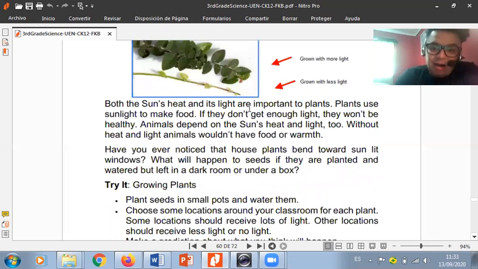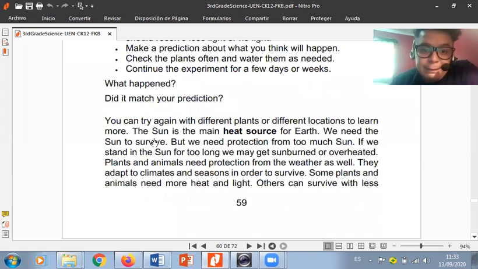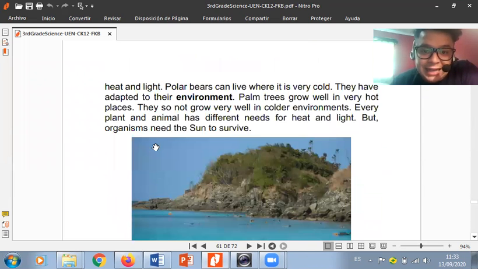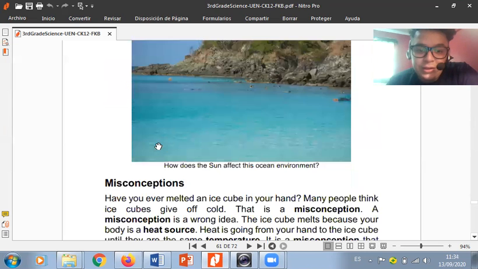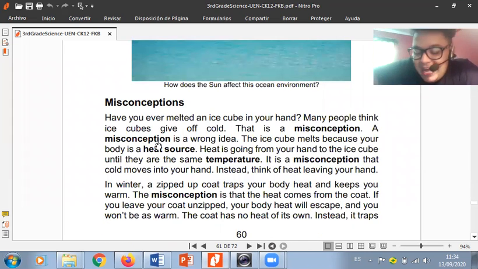Both the sun's heat and its light are important to plants. Plants use sunlight to make food. If they don't get enough light, they won't be healthy. Animals depend on the sun's heat and light. Without heat and light, animals wouldn't have food and warmth. So it's important, guys, to know that plants need the sun. If the plant doesn't have the sun, the plant cannot grow. So it's important that the plants can be in contact with the sun.